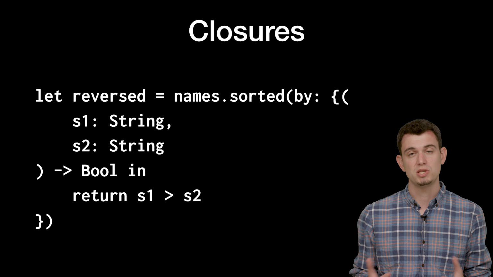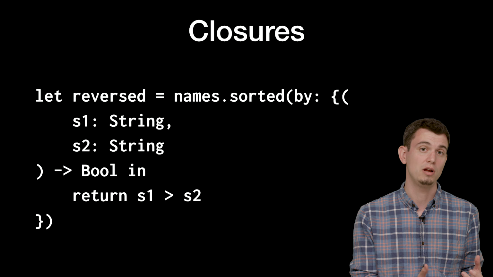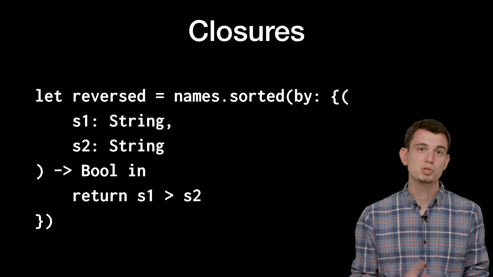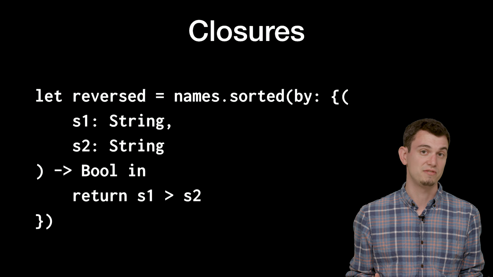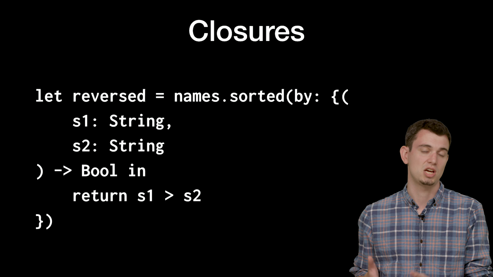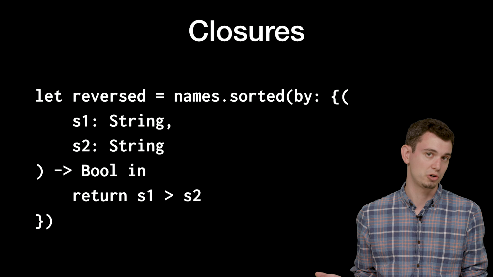The next piece of Swift syntax that we're going to take a look at is called a closure. You'll often also hear these called anonymous functions or inline functions. But a closure is basically a way to define a function right in the middle of your code and then use it. So let's look at an example. Suppose that we're creating a new variable. We're calling this variable reversed. And our goal is to take a list of strings. This time it's called names. And we want to sort them in reverse order.